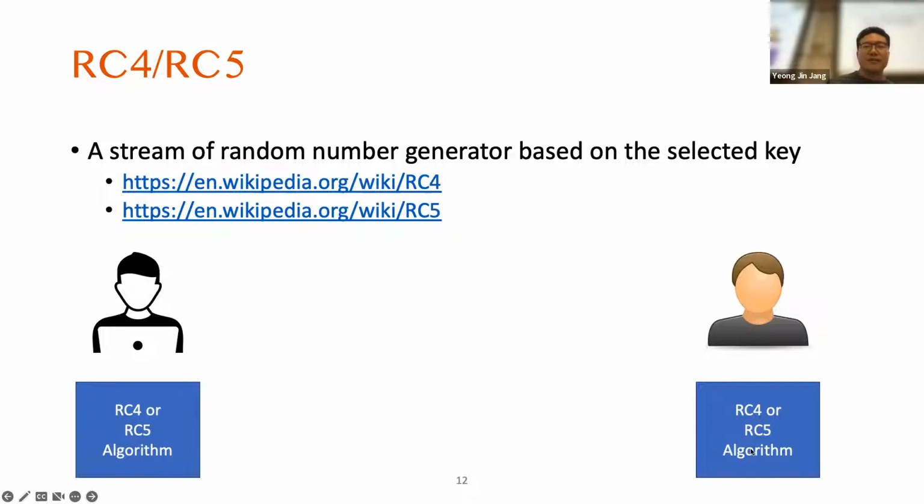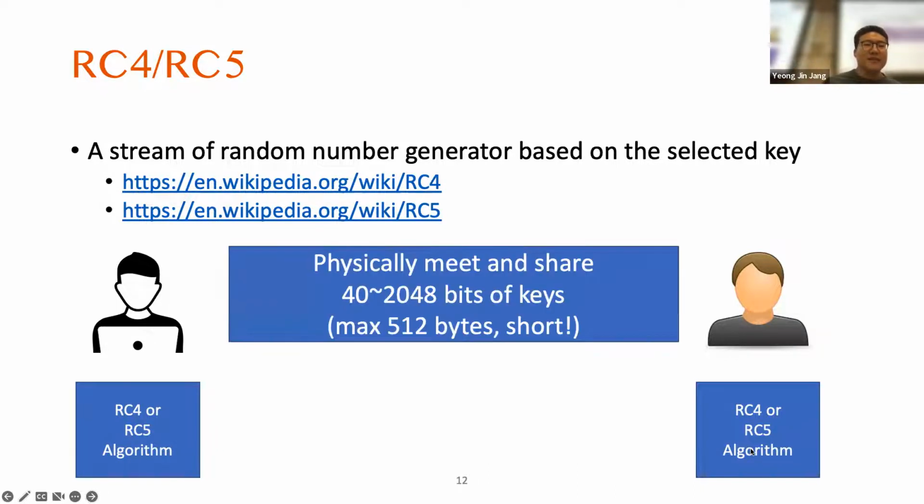What this kind of algorithm does is that the two entities can physically meet together and share a variable length key, from 40 bits to a maximum of 48 bits.